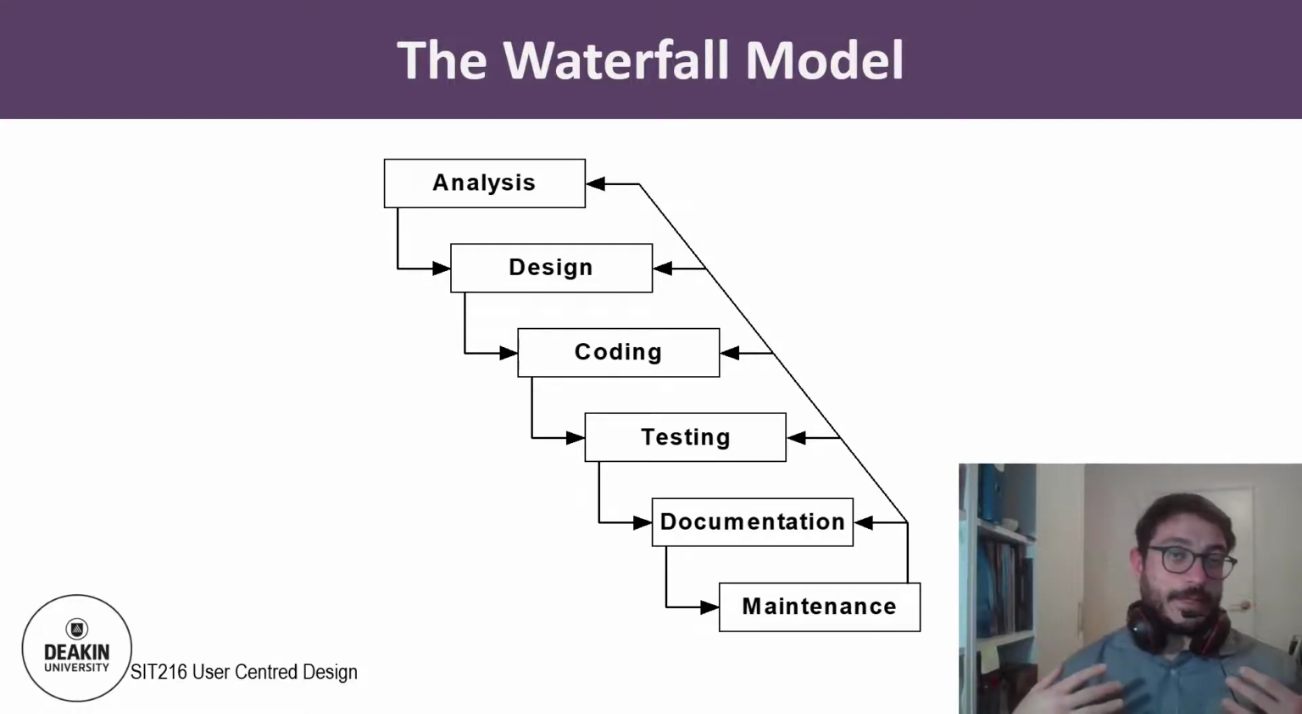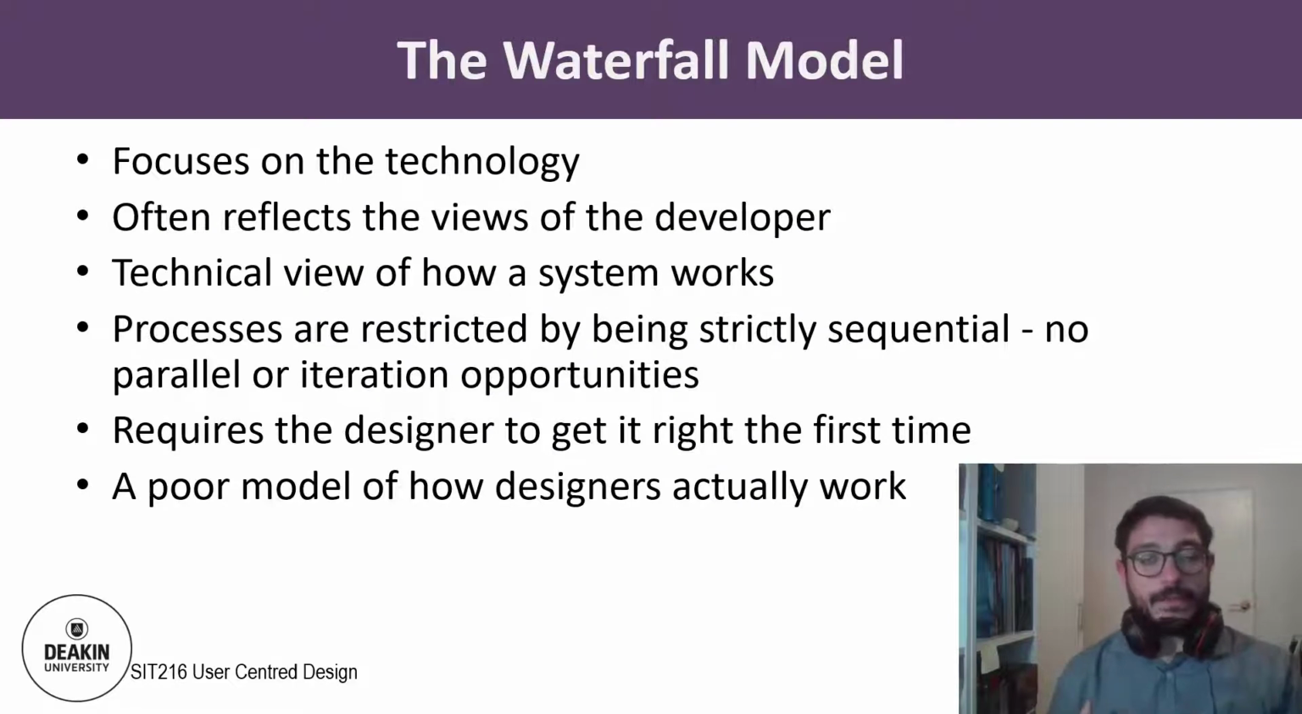Now this is one straightforward model, but this one doesn't take into consideration the cyclic nature of it. So we generally have to go and add cyclic to it. Cyclic means that we do iterations. We do one after the other. So the waterfall model focuses on the technology. It reflects the views of the developer, which is why nowadays it's not used so much anymore, because nowadays we plan on using design a lot more than we do straight development.